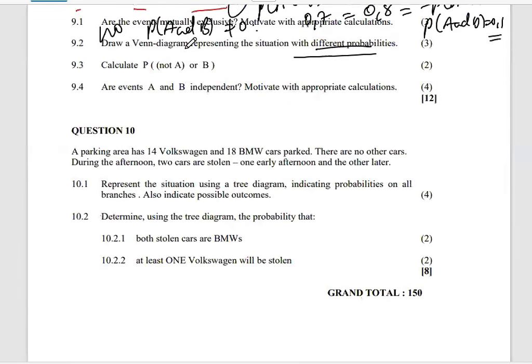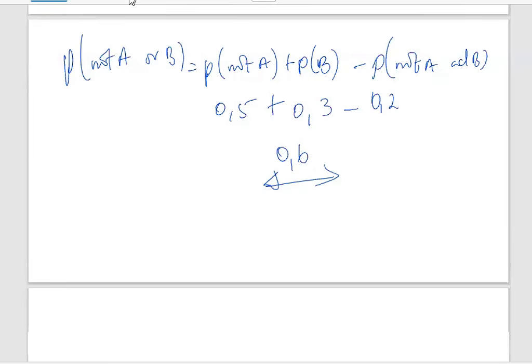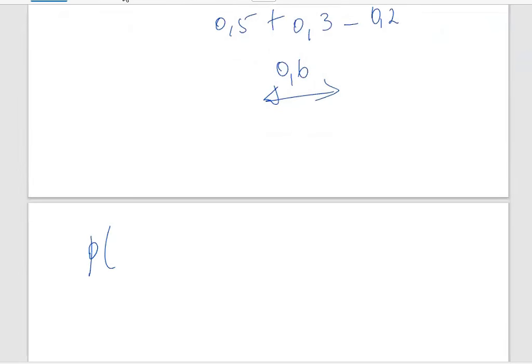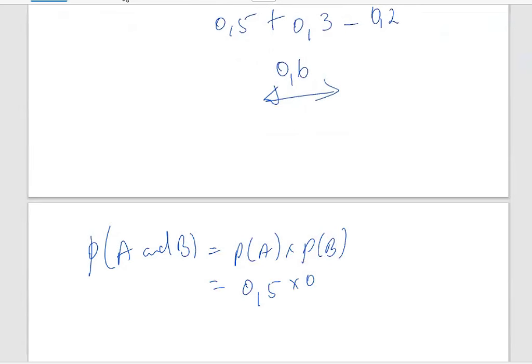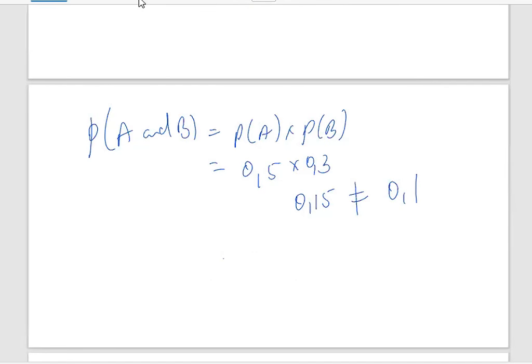Then are events A and B independent? Motivate with calculations. So we know that events can only be independent if the probability of A and B is the same as the probability of A times the probability of B. So 0.5 multiplied by 0.3. What does it give us? It gives us 0.15. This is not the same as the 0.1 that we got. Therefore, events are not independent.